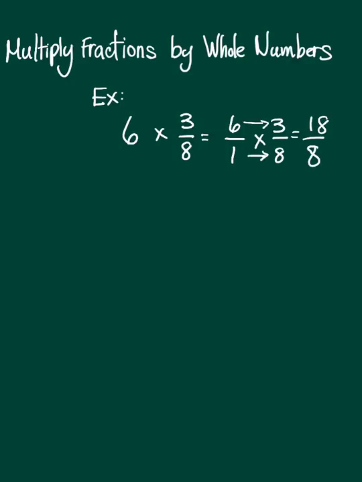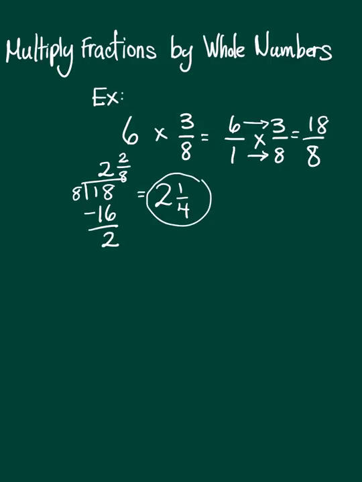Then we have an improper fraction, so we're going to divide 8 into 18. We get 2 with a remainder, or 8 times 2 is 16 with a remainder of 2. So we have 2 over 8 left. Then we're going to simplify that to 2 and 1/4. So 6 times 3/8 is 2 and 1/4.